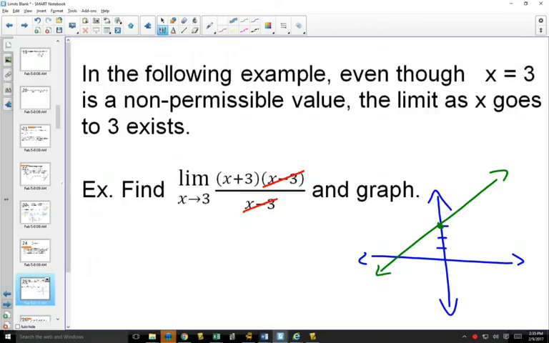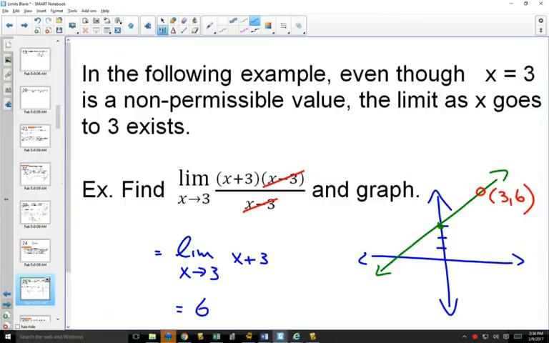But you still have a non-permissible value, and you would have drawn this with a hole at 3, 6. And that would have been the graph of y equals x plus 3 times x minus 3 all over x minus 3. What the limit is saying is if you tried to plug in 3 right away, you run into a problem because you have 0 divided by 0. But if I simplify this, then this equation becomes the limit as x goes to 3 of x plus 3. And now I can plug in 3. There's no problem. I'm not dividing by 0 anymore.